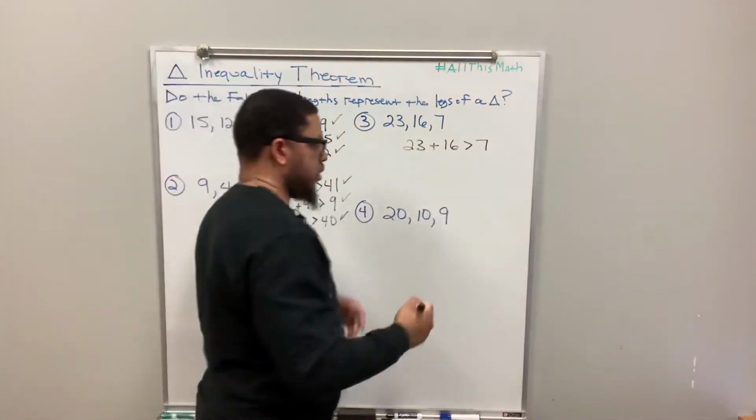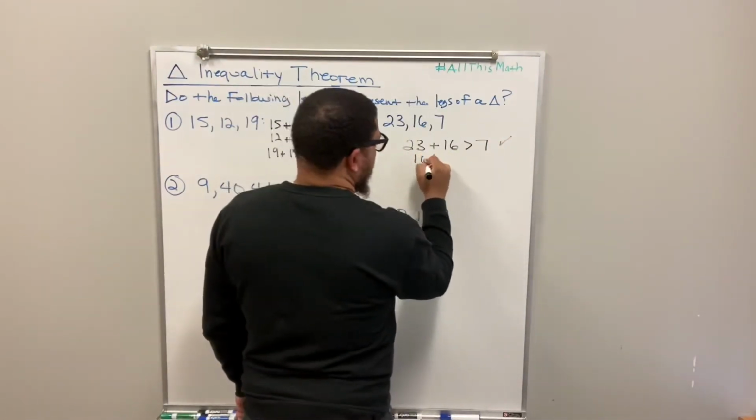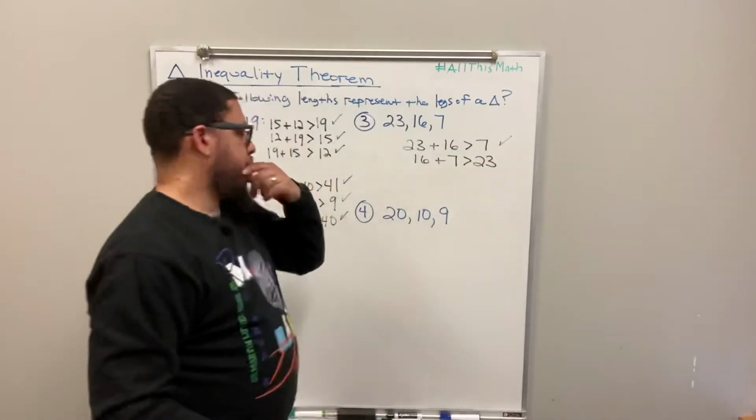39 is more than 7. Okay, cool. 1 down, 2 to go. Then let's say I do 16 plus 7. Is that greater than 23? Let's do the math on that.